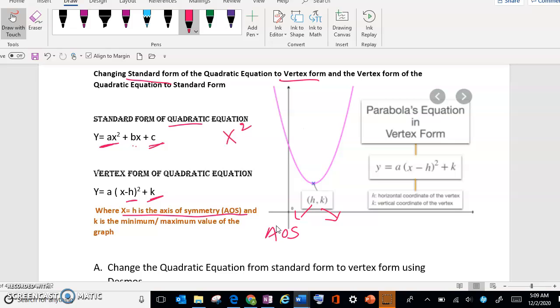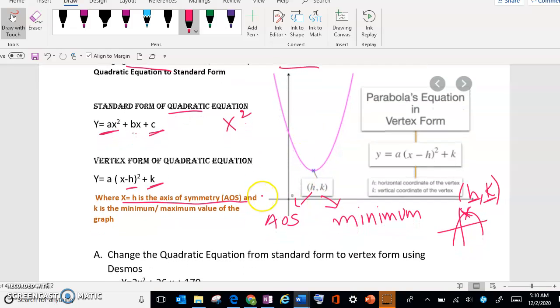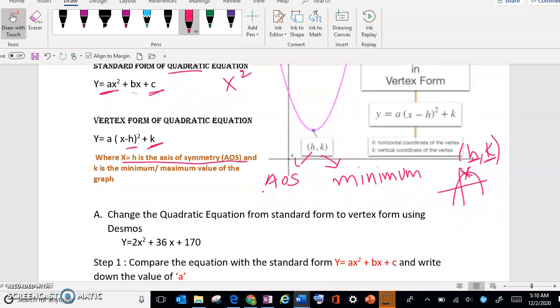So k is your minimum in this case, because the parabola is facing upward. If the parabola was facing downward, k would give you the maximum. So h and k are the coordinates of the vertex, and h is the x part of the vertex, and k is the y part of the coordinates of the vertex. Okay, now let's come to the first question.